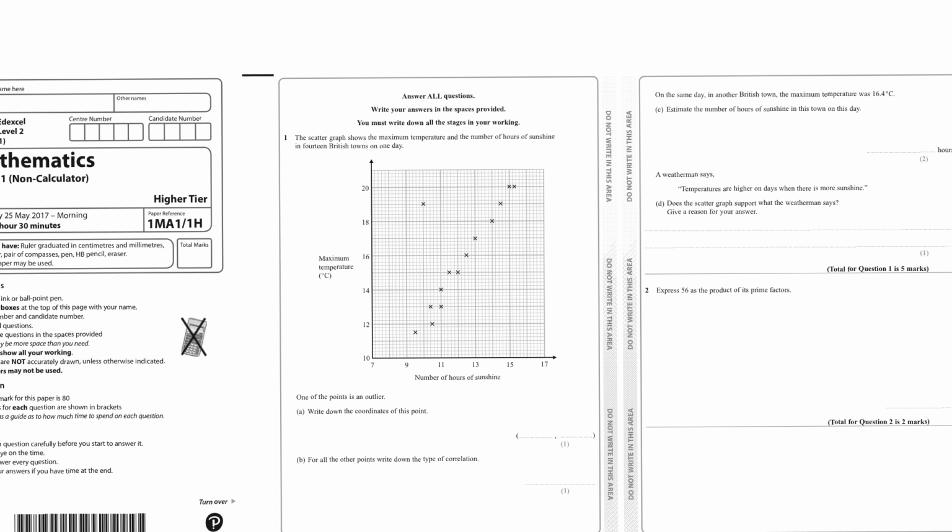So if we move on with this question, it says that one of the points is an outlier. An outlier is a point that doesn't really fit on the graph with all the other points. It's kind of out of place. That point on this graph would be this one here. To work out the coordinates, we see where it falls on the x-axis, which is 10, and on the y-axis, which is 19. So we write the coordinates as (10, 19). Why? Because you always write your x before your y value. Think about it, x comes before y in the alphabet, just to help you remember.